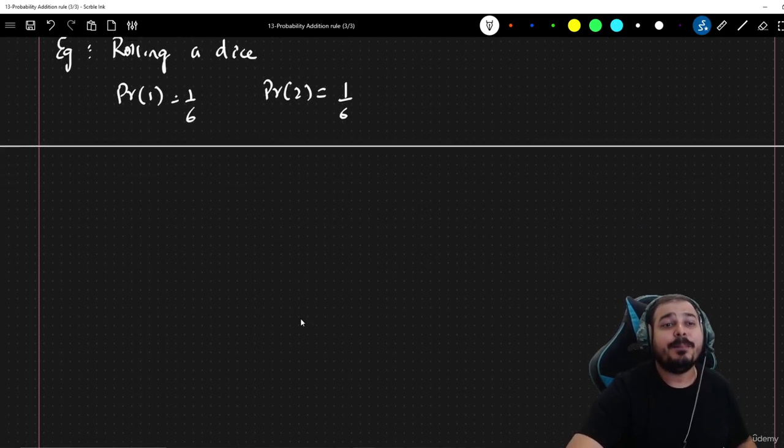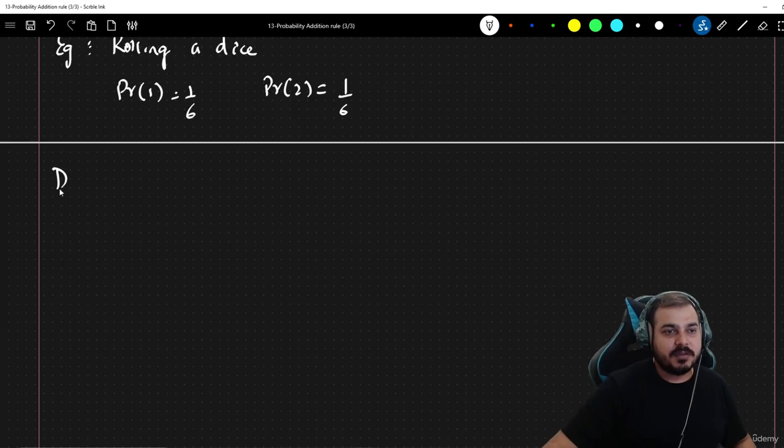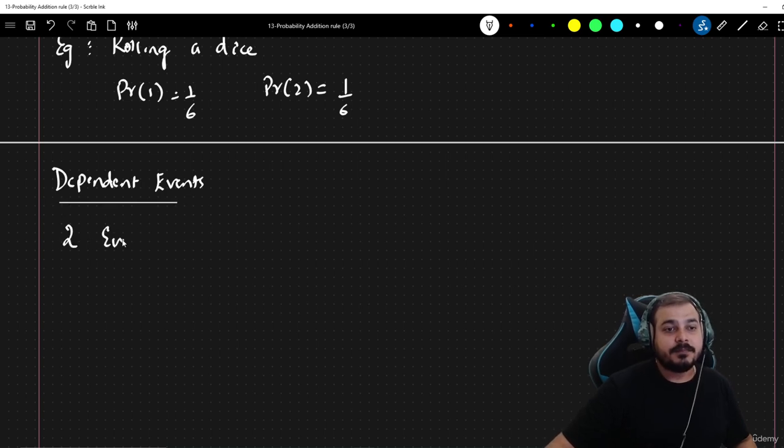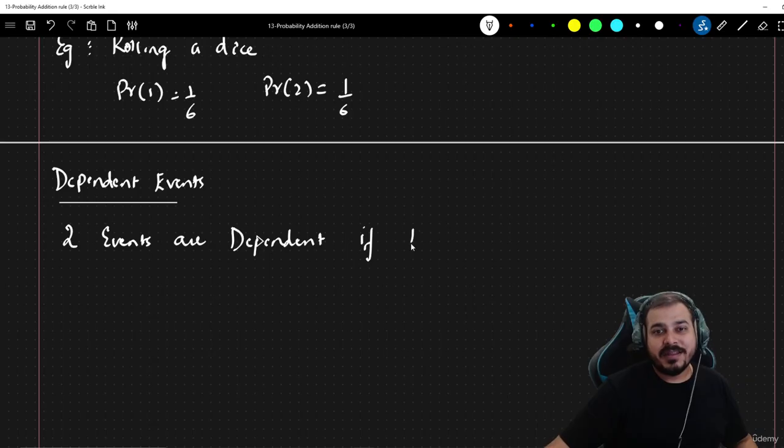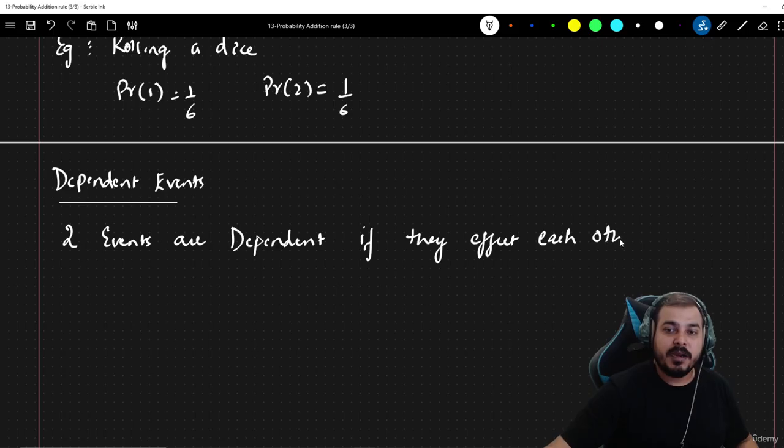Now if I consider dependent events, I'll give you a very good example with respect to this too. What are dependent events? Two events are dependent if and only if they affect each other. They affect each other, right?